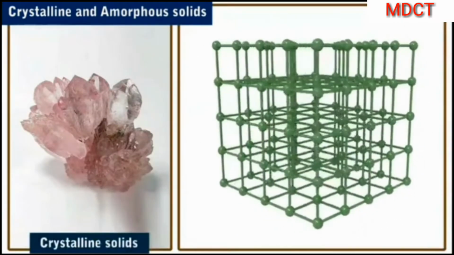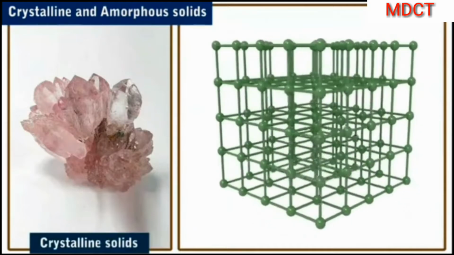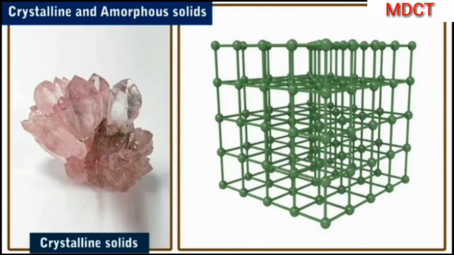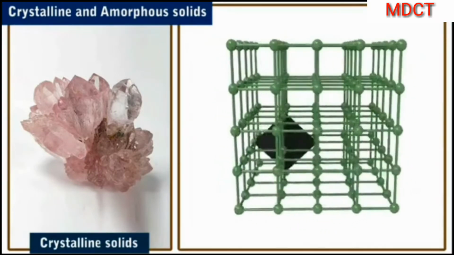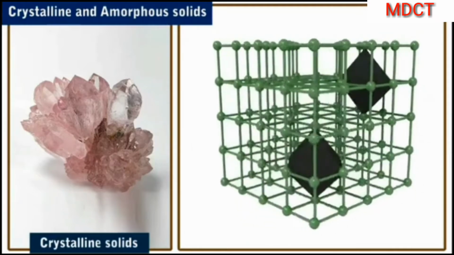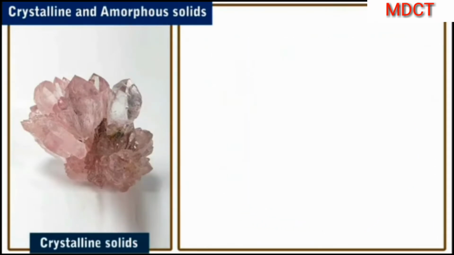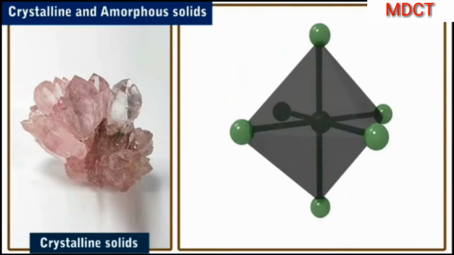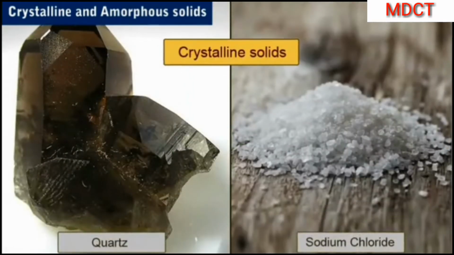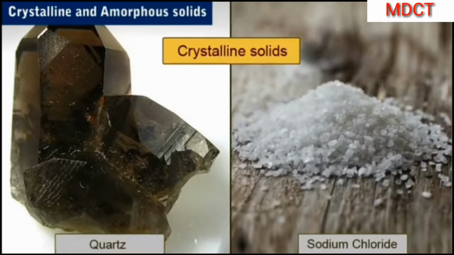Crystalline solids have an orderly arrangement of their constituent particles, such as atoms, ions, or molecules in three dimensions. They are arranged in an orderly manner to give a definite geometry to the crystal. Thus, a crystal is defined as a solid figure that has a definite geometrical shape with flat faces and sharp edges. Quartz and sodium chloride are examples of crystalline solids.